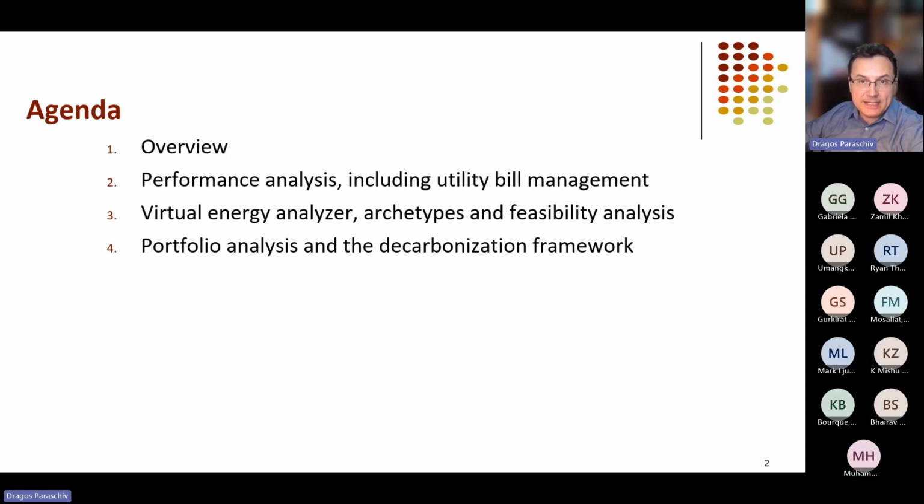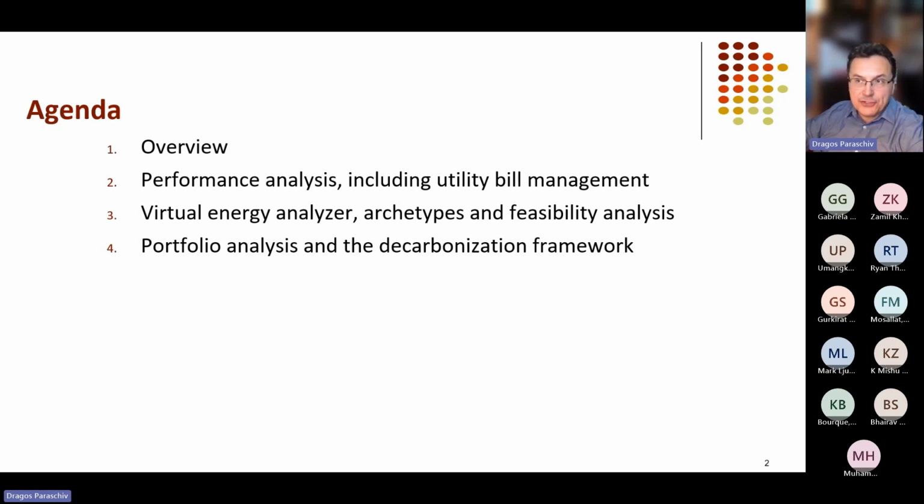the virtual energy analyzer, using a variety of archetypes for different buildings. And we'll have a chance to review in more detail one today, the food retail archetype, with a feasibility analysis of potential energy efficiency measures, renewable energy measures, and clean measures that can be implemented in our buildings.